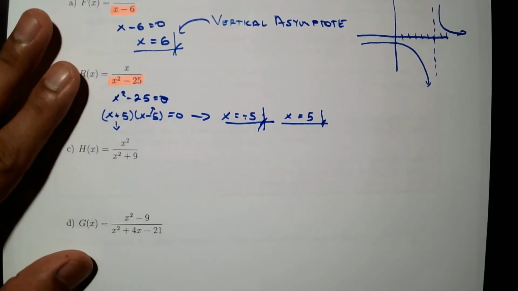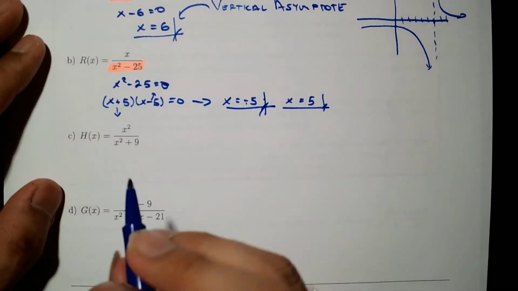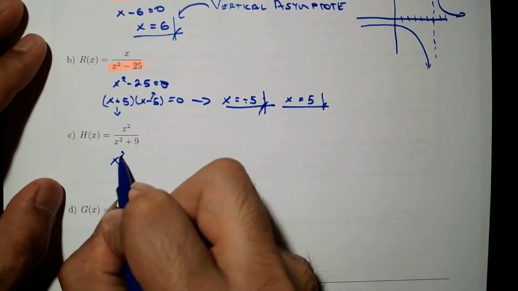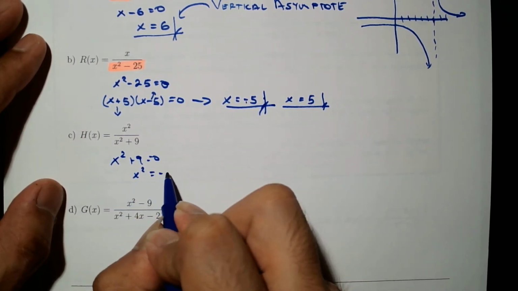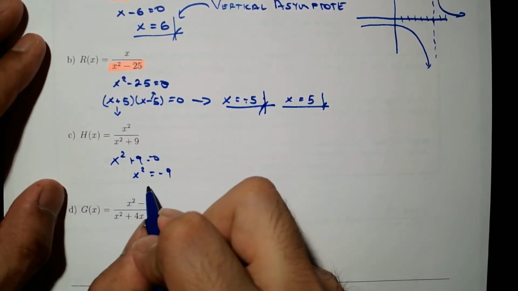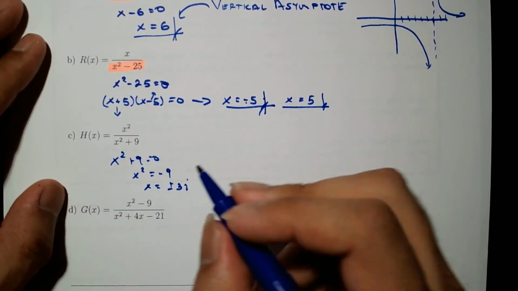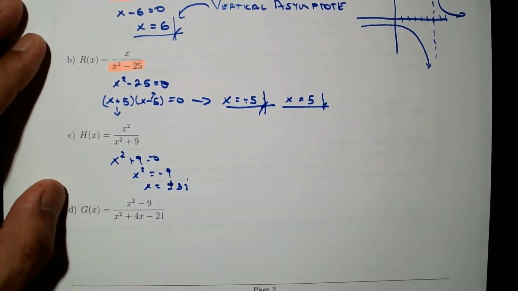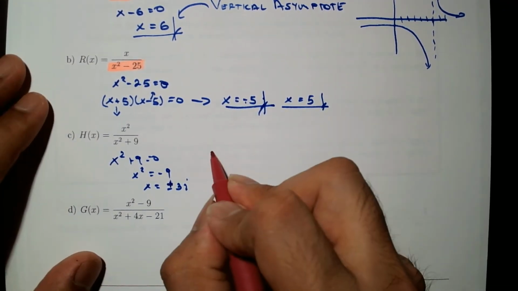What about h of x equals x squared divided by x squared plus 9? In this case, set x squared plus 9 equal to 0 to find the vertical asymptotes. It turns out we get imaginary numbers, so that means no vertical asymptotes.